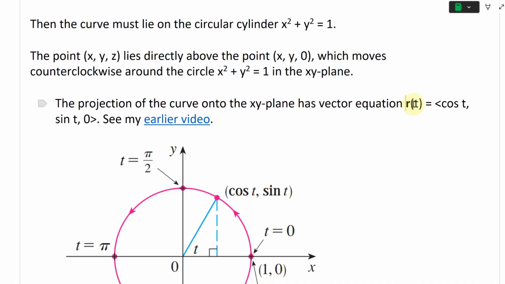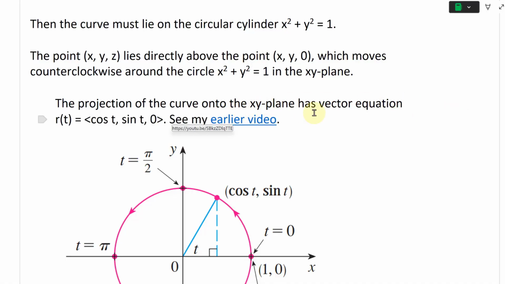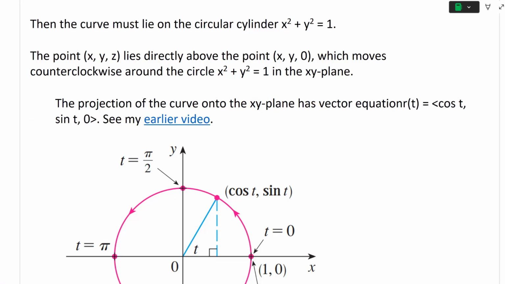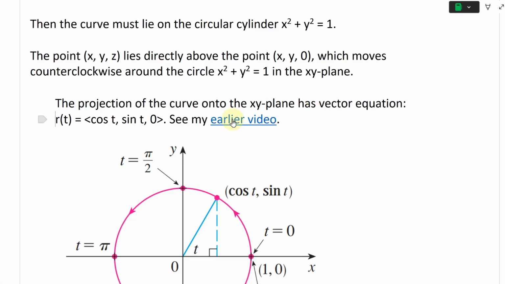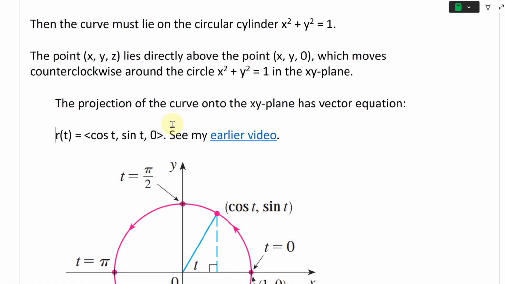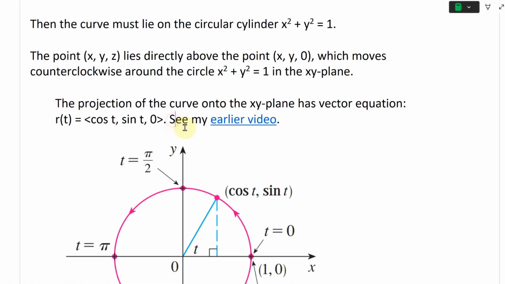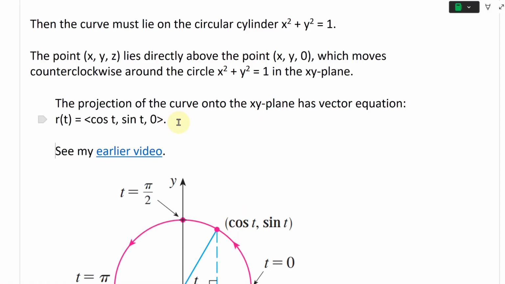The projection of the curve onto the xy plane has the vector equation r of t. See my earlier video on this. So the projection of the curve onto the xy plane is the vector equation r of t equals cosine t, sine t, like that.